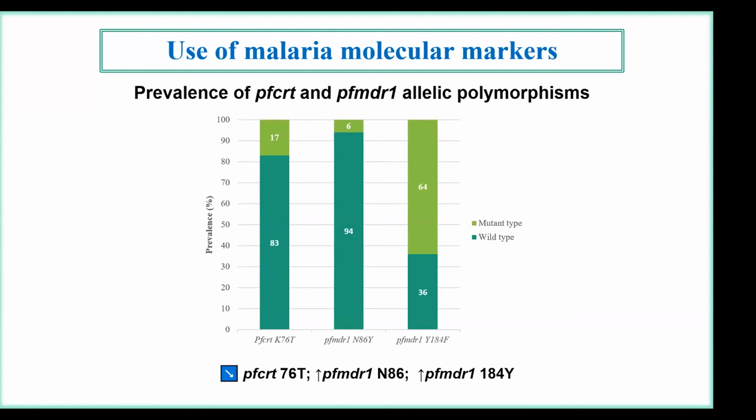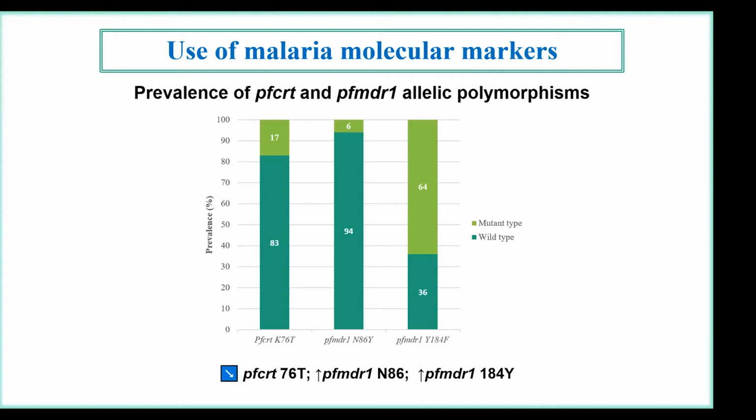After the different tests, we noticed that there is a decrease of the rate of the CRT 76 allele compared to the previous study, because 10 years ago we had a rate of more than 50%. There is a decrease of this rate because we moved to ACT as a treatment for malaria. So the ACT replaced chloroquine, which was the first line treatment.